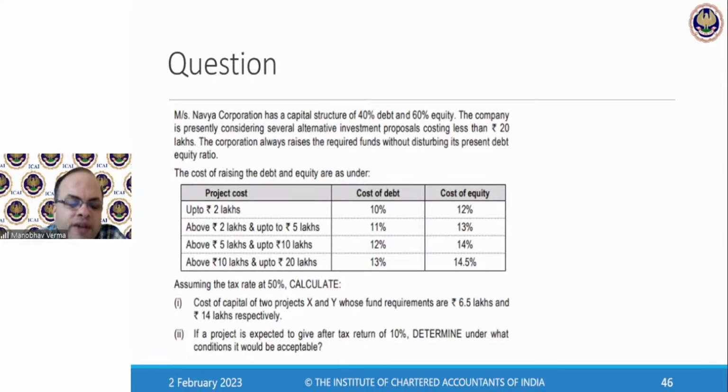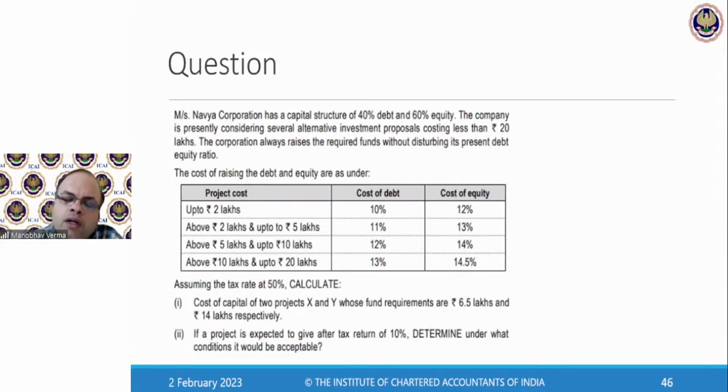It is a very, very good question. You are talking about a project which has a project cost at different intervals. We are looking at up to 2 lakhs, 2 and 5 lakhs, and so on, and they're giving you the cost of debt and equity changing at every level, and they're asking you the cost of capital where the funding requirements are at different ranges. You can see 6.5 lakhs for project X, and for project Y you have 14 lakhs.